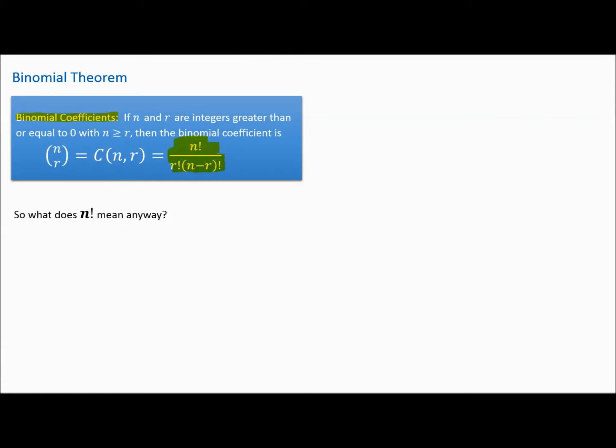So anytime you see either of these notations, and I think the book uses this notation, okay, then what that means is you take n factorial, the word I'm saying there, you see that exclamation point? That is factorial.